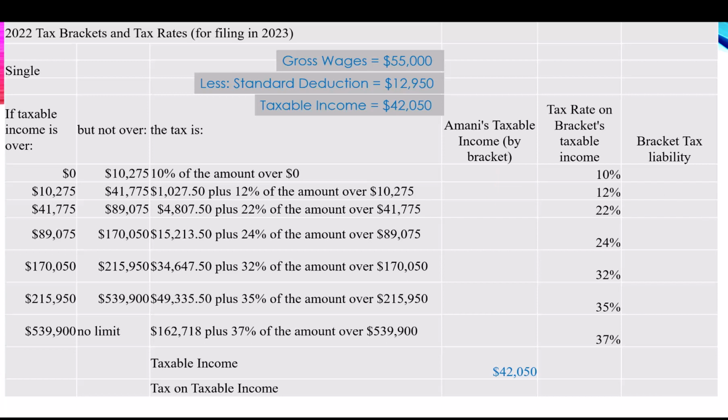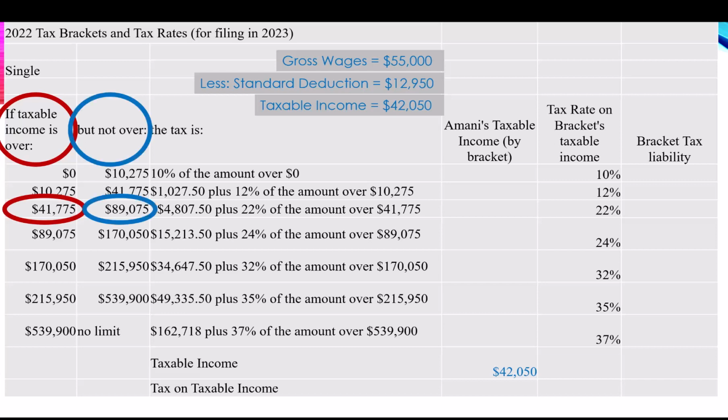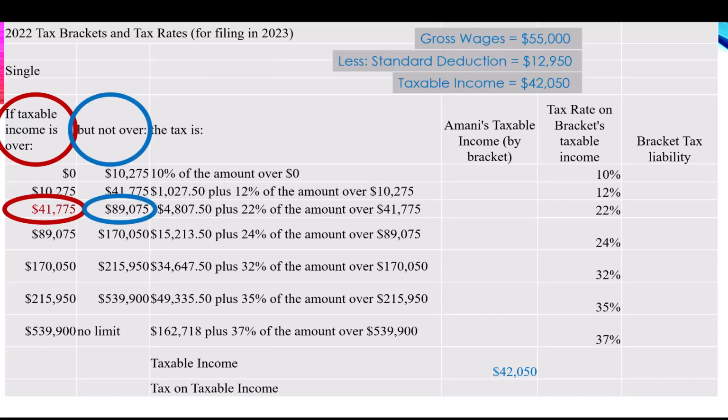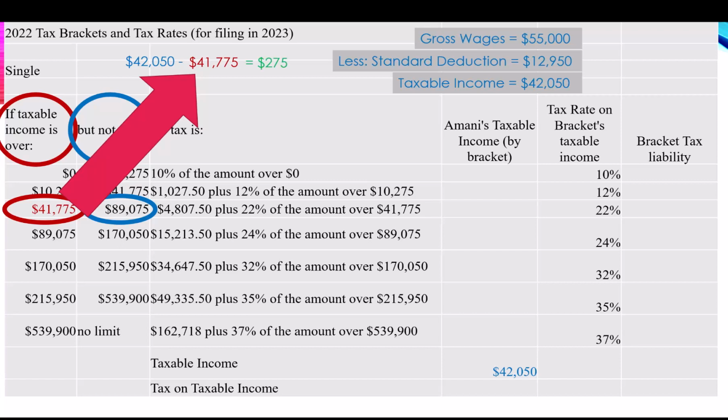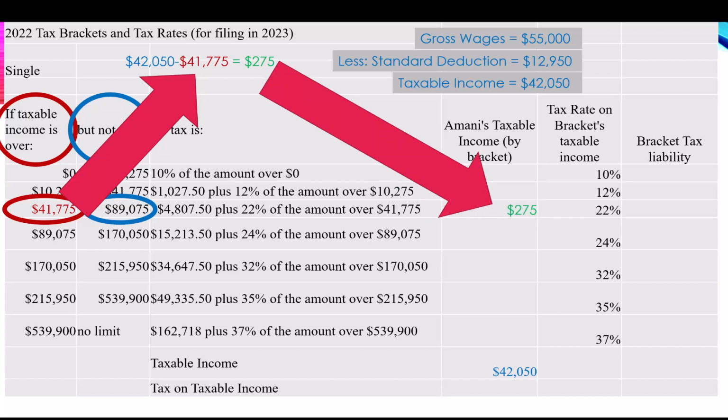In this case, we focus on identifying the row where the taxable income fits the bracket minimum and the bracket maximum. Once we found the appropriate row, we take our $42,050 of taxable income, we subtract out the bracket minimum of $41,775, and we find out that we have $275 worth of income that is going to be taxed in that third row. We multiply that $275 of taxable income by the 22%, and we arrive again at $60.50. We're not done though.